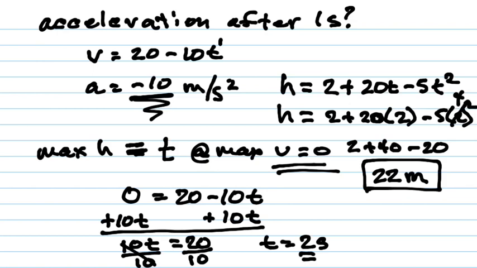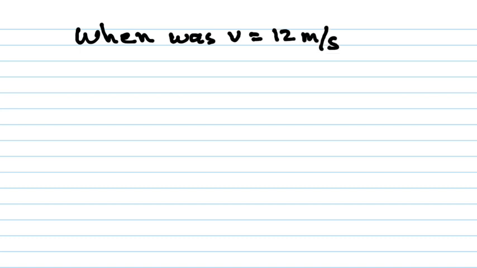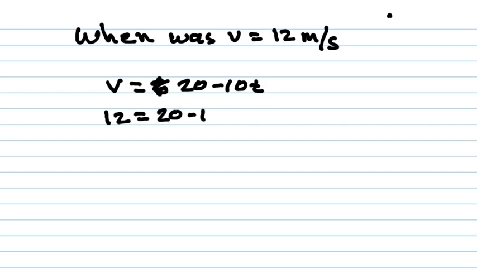Okay, when was the velocity of the stone equal to 12 meters per second? So it's a when question, so we're looking for what? Time. Okay, so we know a velocity, so we know that we're going to be using not the h function or the a function, but the what? The v function, which was what? 20 minus 10t. Okay? Plug in the 12 in place of which thing? The v. Go. Get me an answer, somebody.